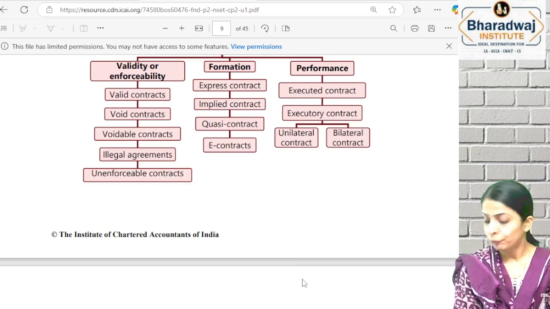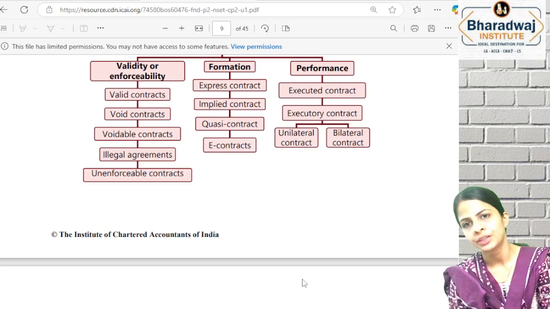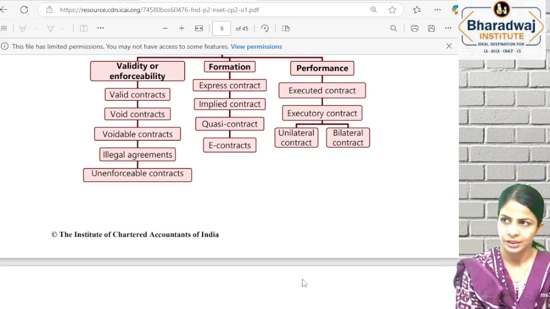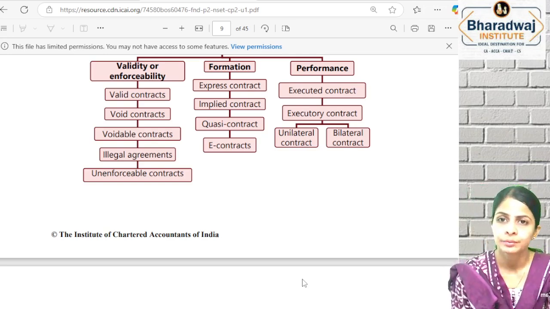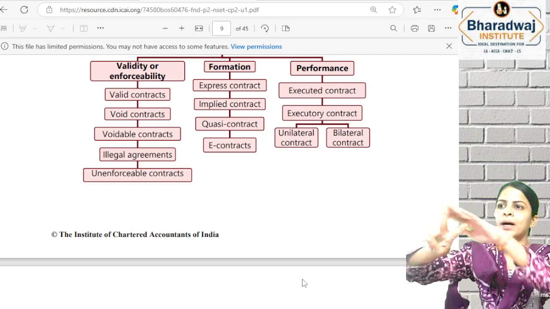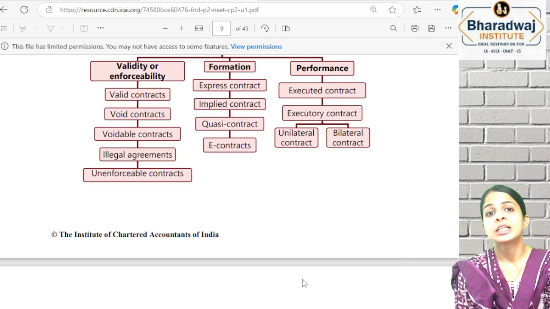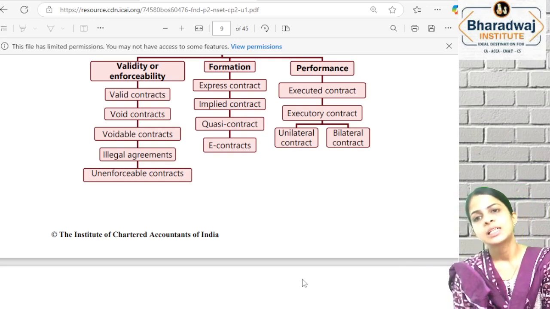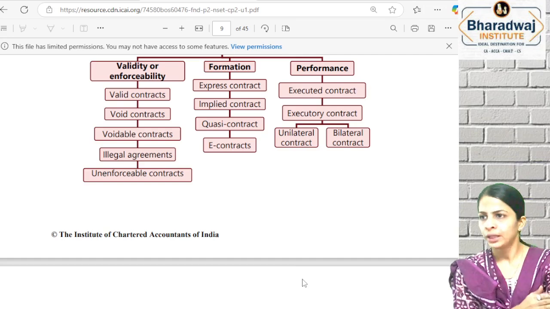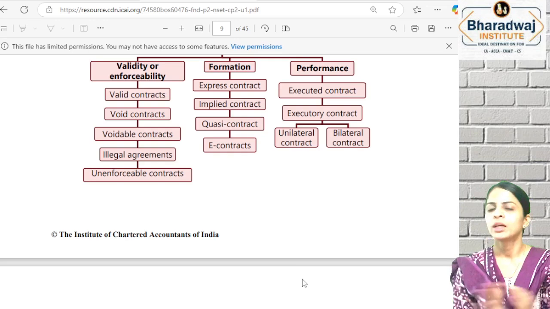Next, based on performance, there are 2: executed contract and executory contract. Executed means what? There are always 2 parties in the contract. Both the parties must have performed their obligation. Executed: A sells 100 kg of sugar to B, has sold. B has to pay for this, has paid. Both of them, the obligations are done.